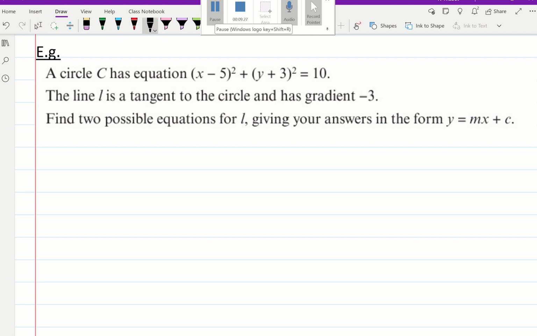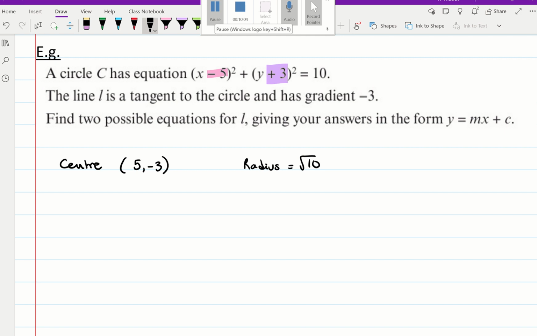So again, what do I know about this circle? Well, I know that the circle has a center positive 5, because this is a negative 5, and it has negative 3. So x is 5 and y is negative 3. I also know that the radius is root 10. Whether I use it or not is a different matter. So the line L is tangent to the circle and has gradient negative 3.